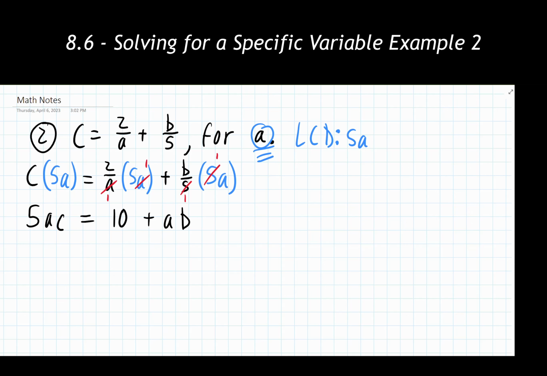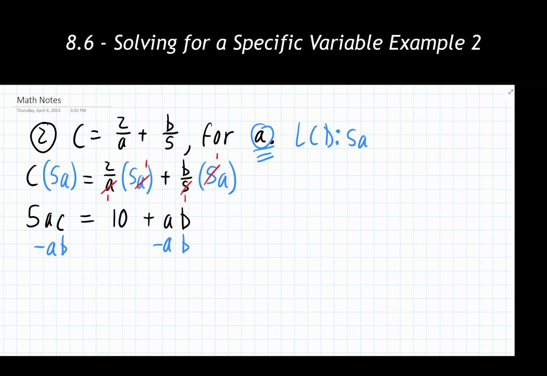So going back to what we're solving for, we're trying to get a all by itself. Now I'm noticing I have a in a term on the left side and a in a term on the right side. I want to get all of my terms that have a in them on one side of this equation, and all other terms that don't have a in them, namely this 10, on the opposite side. So to do that, I'm going to subtract ab from both sides of this equation.